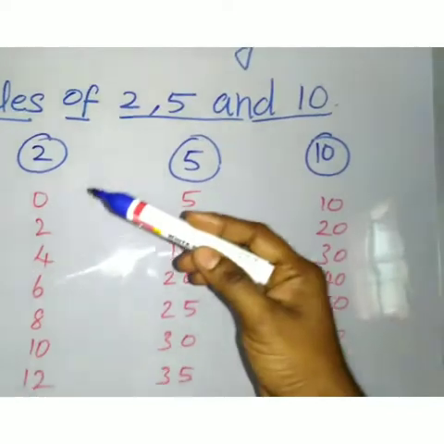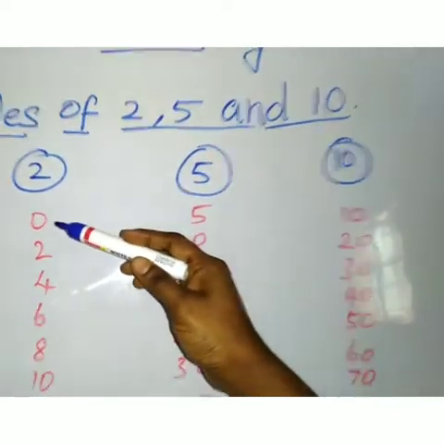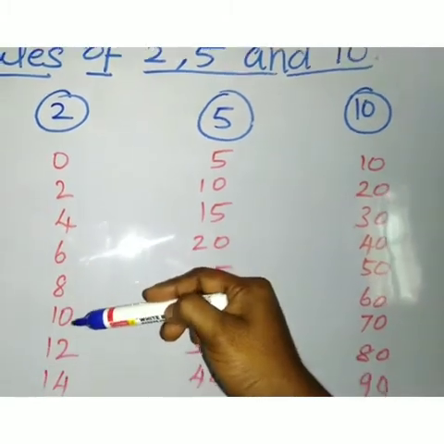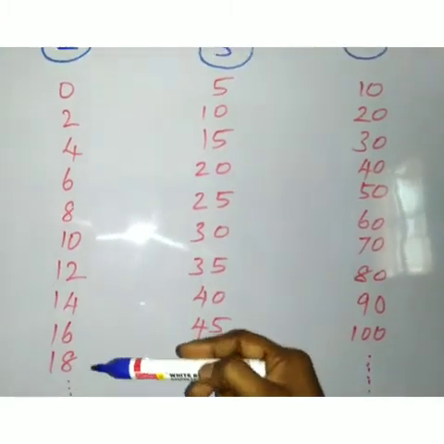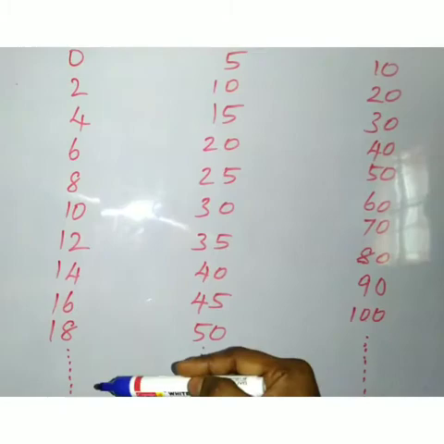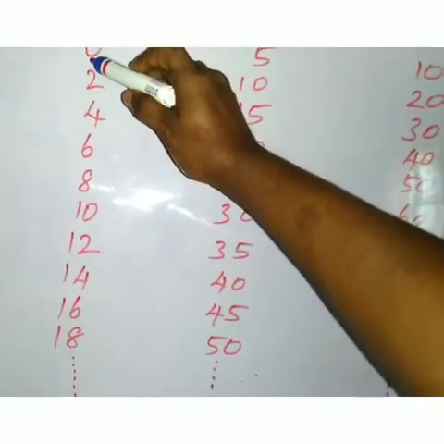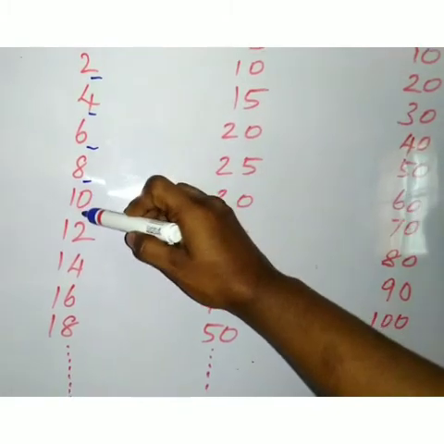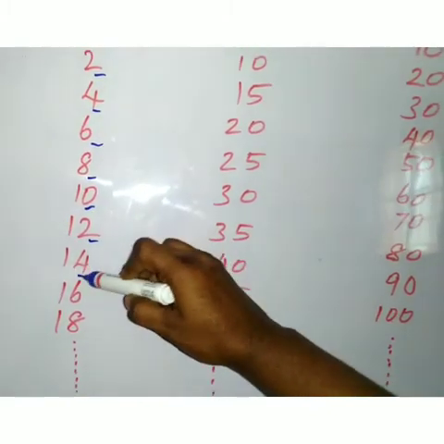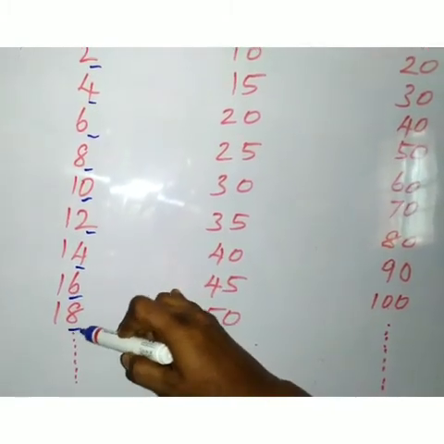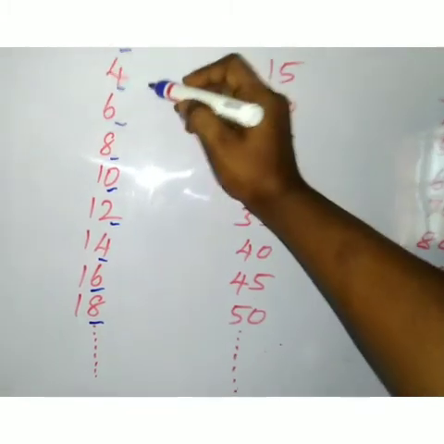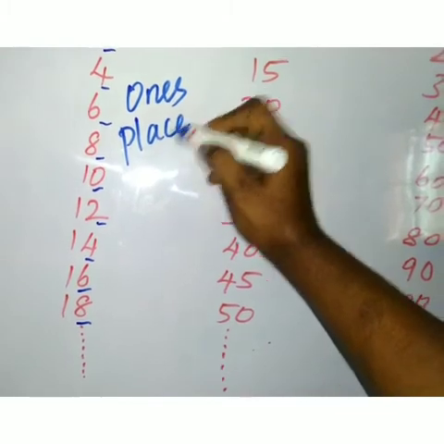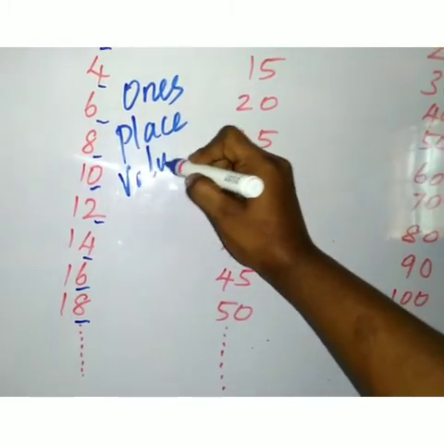Second rule, for the 2 table, I have written the answers of multiples of 2: 0, 2, 4, 6, 8, 10, 12, 14, 16, 18, etc. So these are the multiples of 2. Check the ones place values of multiples of 2. See, from 10, 12, 14, 16 and 18, 0, 2, 4, 6, 8 are the ones place values. These ones place values are the even numbers which will be divided by 2 easily.